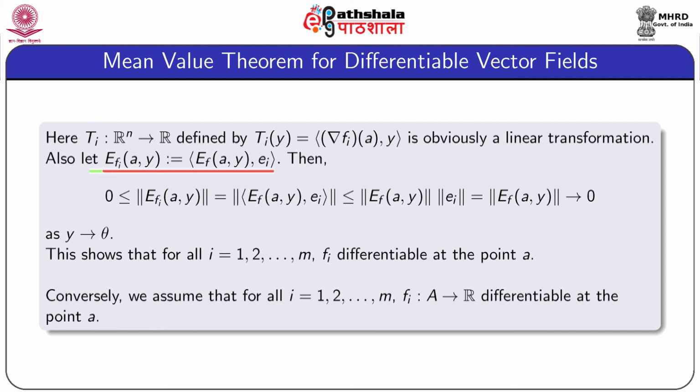Let E_Fi(a, y) be defined by the inner product of E_F(a, y) with ei. Now, the norm of E_Fi(a, y) is obviously non-negative and it equals the norm of the inner product of E_F(a, y) and ei. We apply the Cauchy-Schwarz inequality, so this is less than or equal to the norm of E_F(a, y) times the norm of ei. ei being a unit vector, its norm is 1. So, this equals the norm of E_F(a, y), and we know it tends to 0 as y tends to the zero vector. This shows that for every i from 1 to m, the scalar field Fi is differentiable at the point a.